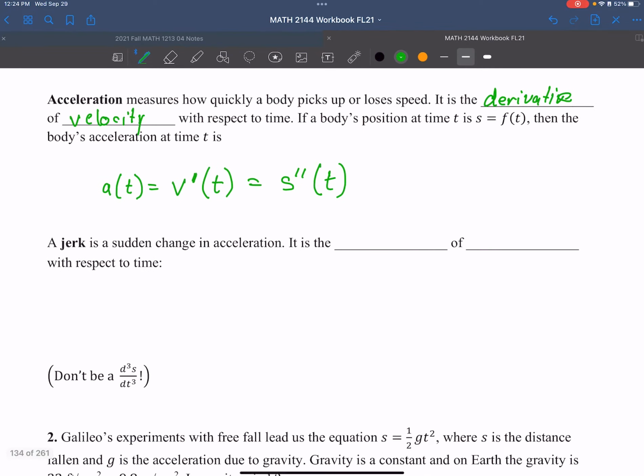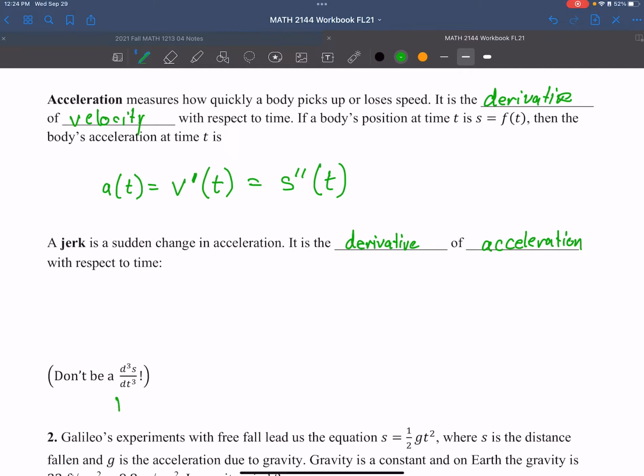And then jerk is a sudden change in acceleration. It is the derivative of the acceleration with respect to time.